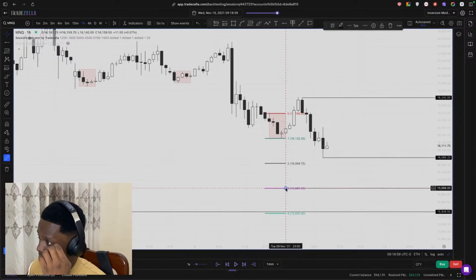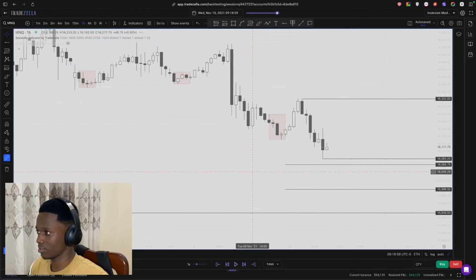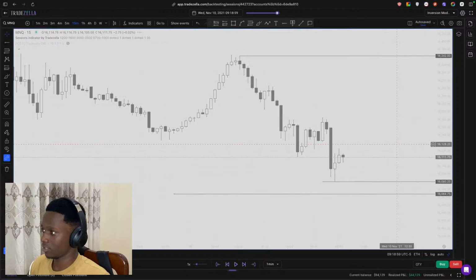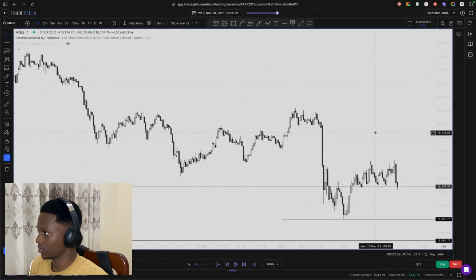And now I have this and this, so this will be the most sell side targets that I could target. Just wait for the open.